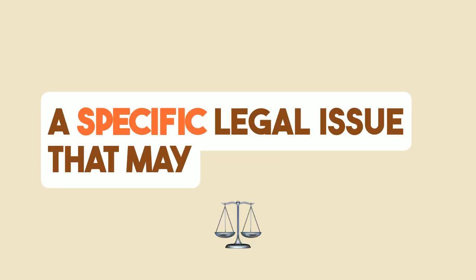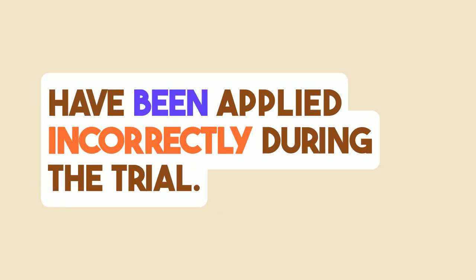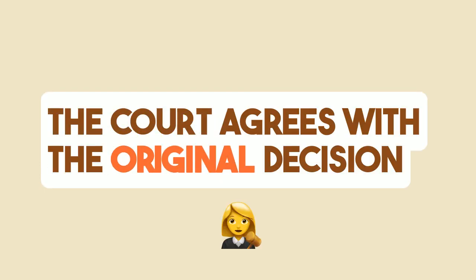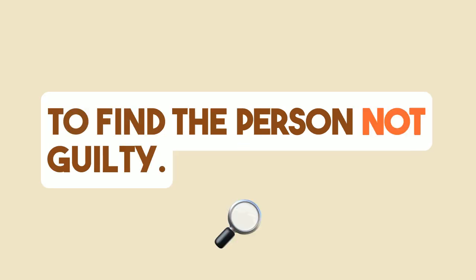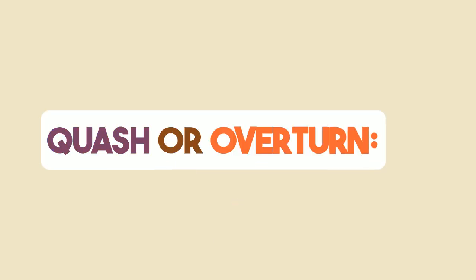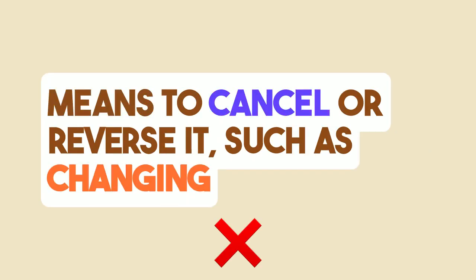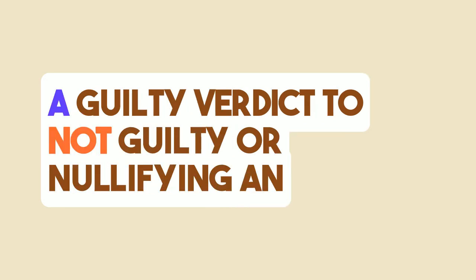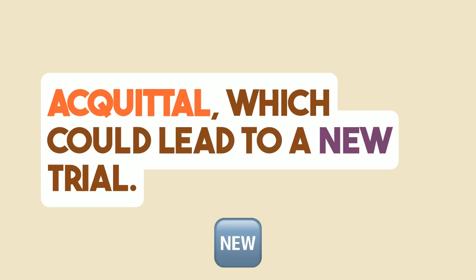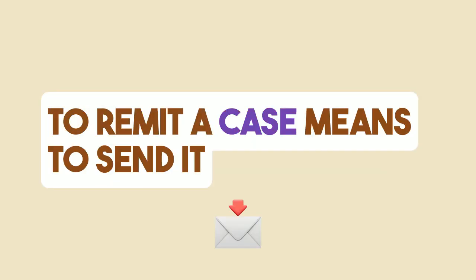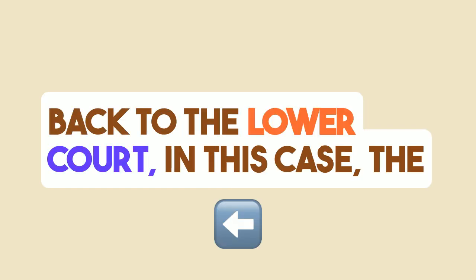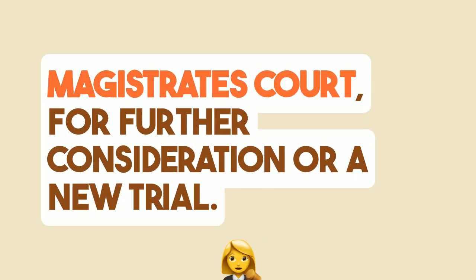Point of law. A specific legal issue that may have been applied incorrectly during the trial. Confirm the acquittal. The court agrees with the original decision to find the person not guilty. Quash or overturn. To quash or overturn a decision means to cancel or reverse it, such as changing a guilty verdict to not guilty or nullifying an acquittal, which could lead to a new trial. Remit. To remit a case means to send it back to the lower court, in this case, the Magistrates Court, for further consideration or a new trial.